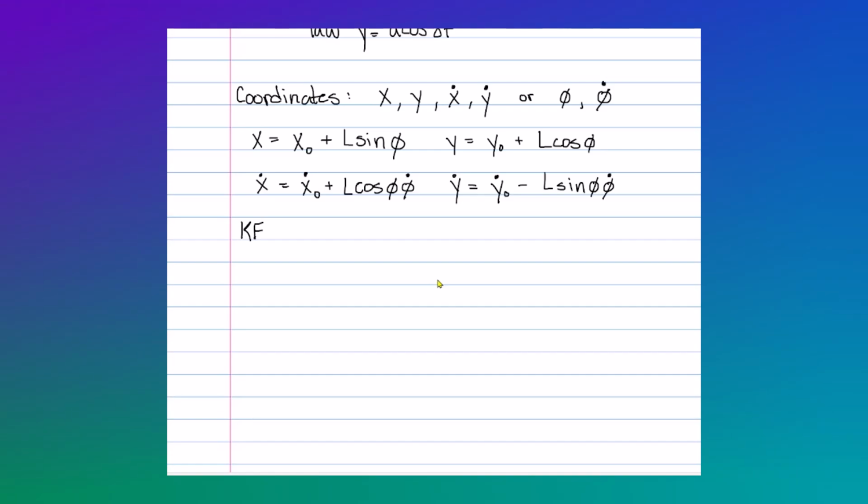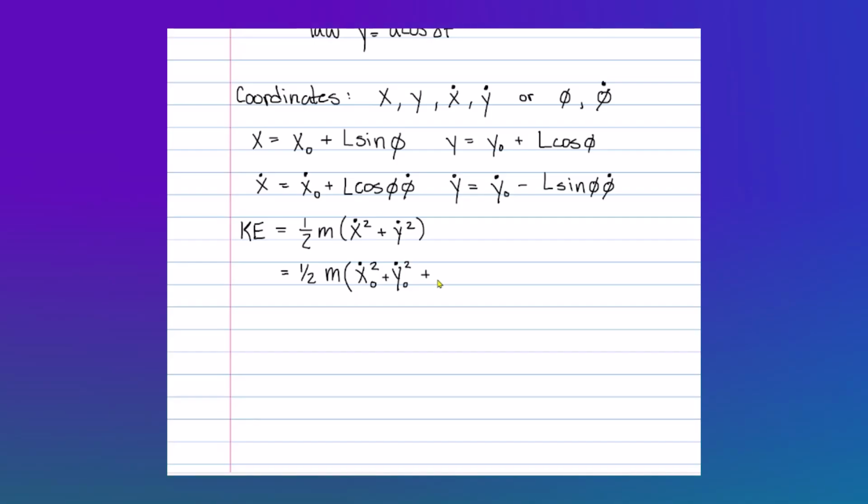Now we can express the kinetic energy in terms first of the Cartesian coordinates and next using those Cartesian coordinates plugged into our coordinate transformations so that they're expressed in terms of the support position, x naught and y naught, along with the angle and its time derivative.